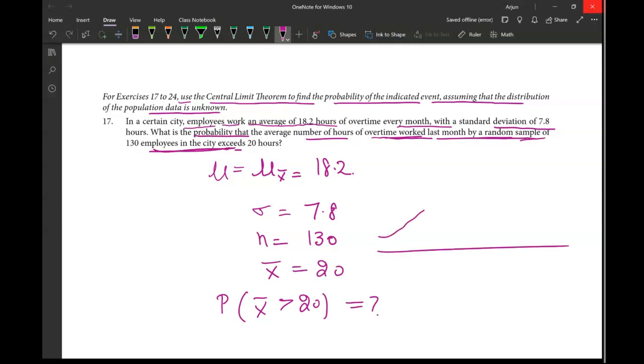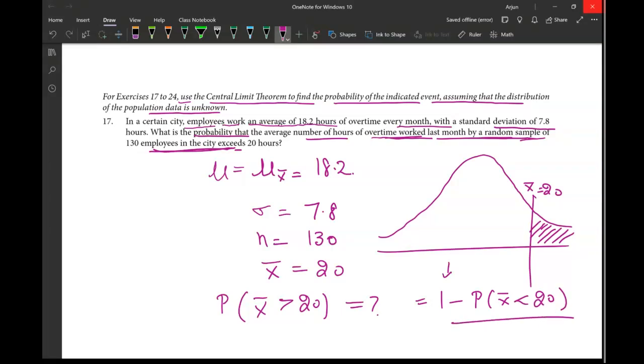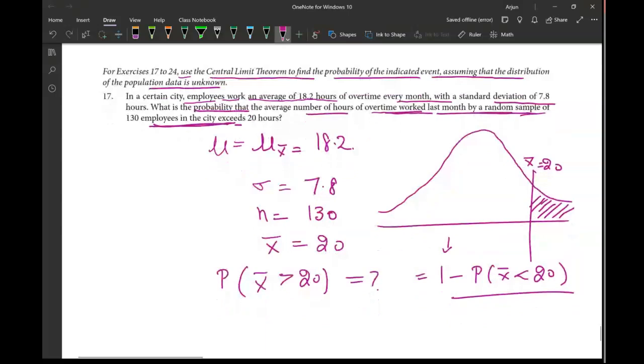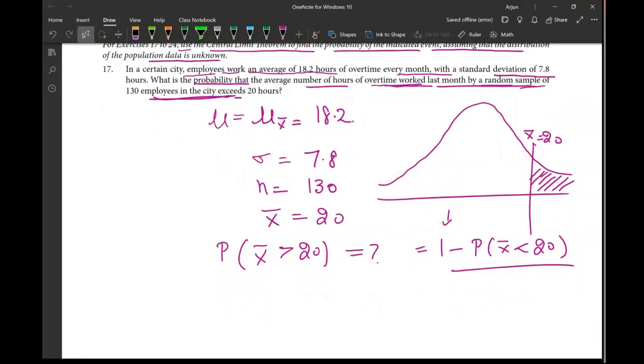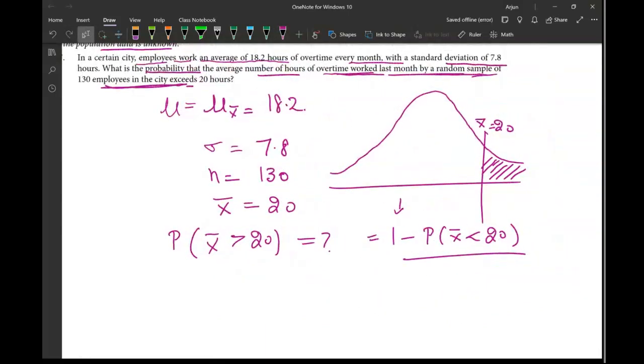So if I draw it on the normal distribution graph, let's say x bar is 20, I'm looking for this section. So that value will be equal to 1 minus the probability of x bar less than 20, and that's how we're going to solve this question. So everything is laid out in front of you. Hopefully you will be able to answer this question. I'm not going to solve this question, but I just want to tell you.